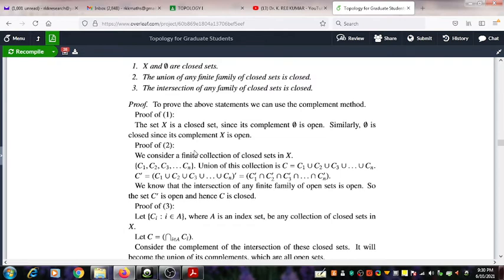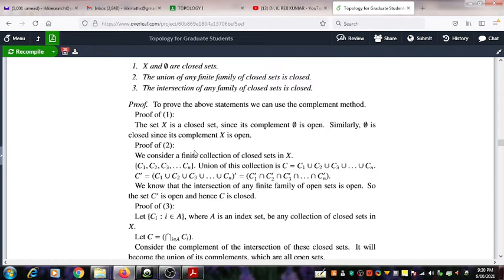It is the null set, because X is the whole metric space, so its complement will be the null set. And since we have to state that X is closed: we know that the complement of X is the null set, and in the previous result we have proved that phi, the null set, is open. Since the null set is open, its complement X must be closed.